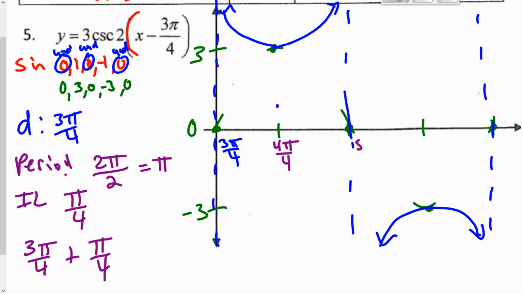Add another pi fourths, that's 5 pi fourths. Add another one, 6 pi fourths. And 7 pi fourths. Alright, and if I subtract 7 pi fourths minus 3 pi fourths, I get 4 pi fourths, which is pi. Isn't that my period length, pi? Okay, so there is that one, all done with that one.